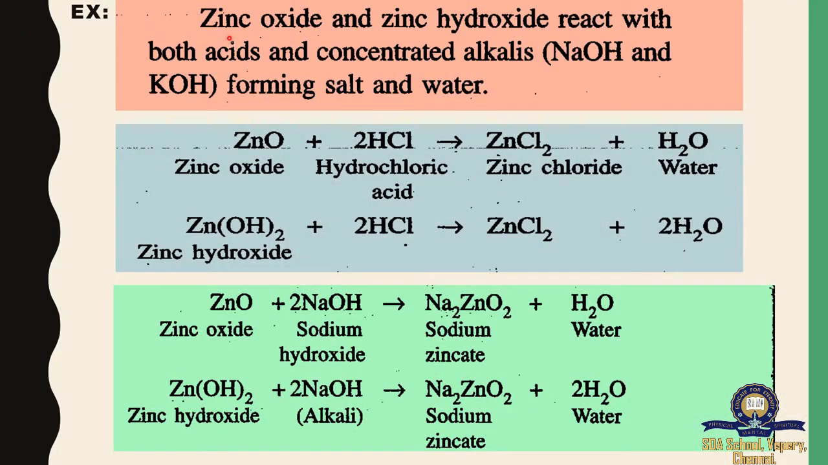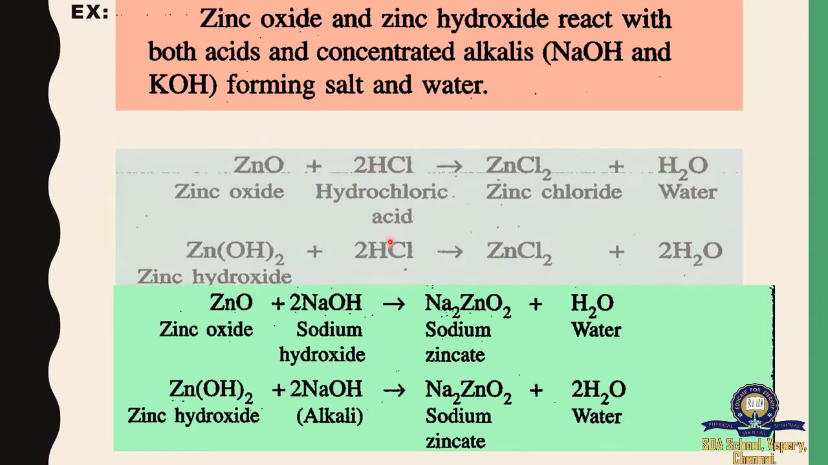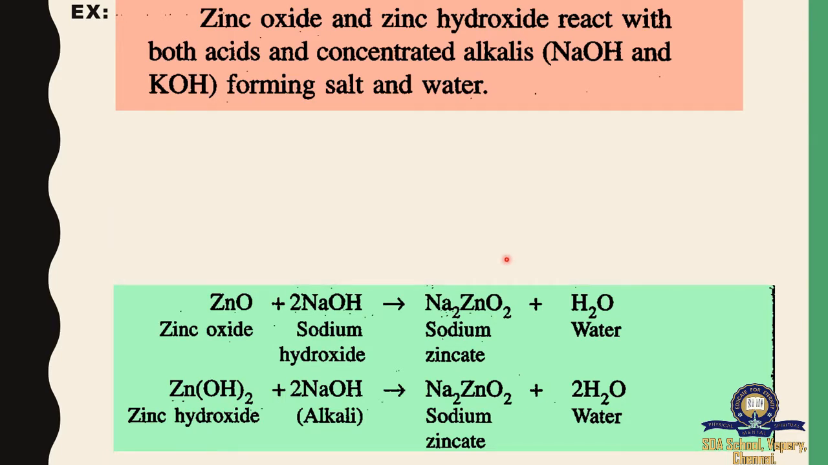Example for these amphoteric oxides: zinc oxide and zinc hydroxide react with both acids and concentrated alkalis, forming a salt and water. See here, the zinc oxide reacts with hydrochloric acid, forming zinc chloride and water. It's a neutralization reaction. Again, the zinc hydroxide also reacts with acid, forming the corresponding salt and water.